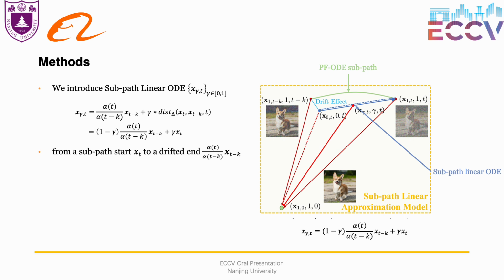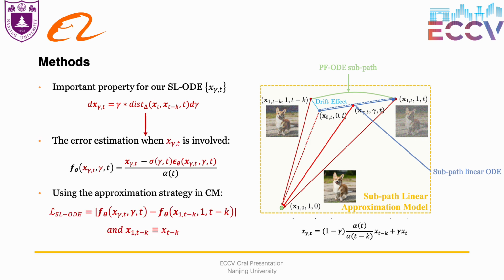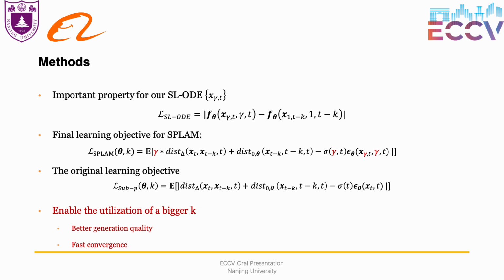It represents a straightforward linear interpolation between x sub t and the scaled x sub t minus k due to the drift process. We have constructed this ODE because we have discovered an important property for this ODE, as shown here. By introducing this extended point into the original learning equation and leveraging the approximate error estimation, which can be expressed as the loss of SL ODE, we can finally deduce the learning objective for our SPLUM as below.